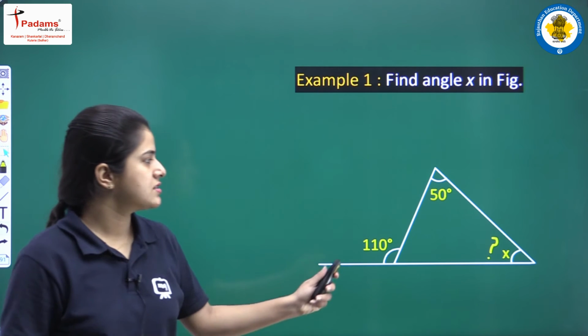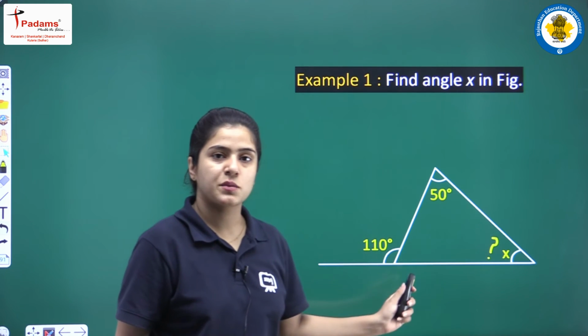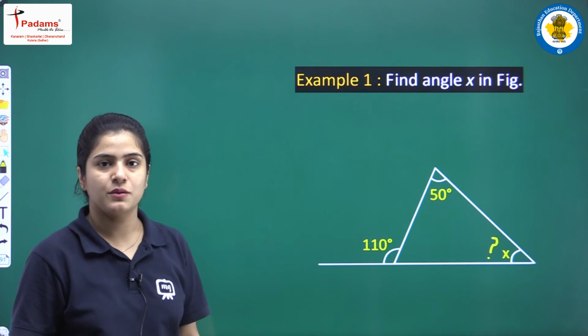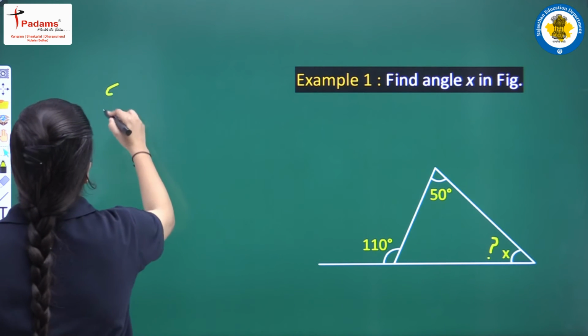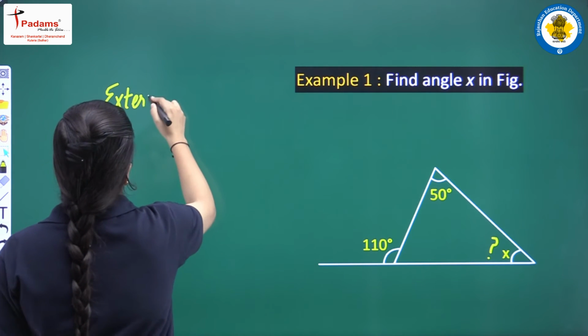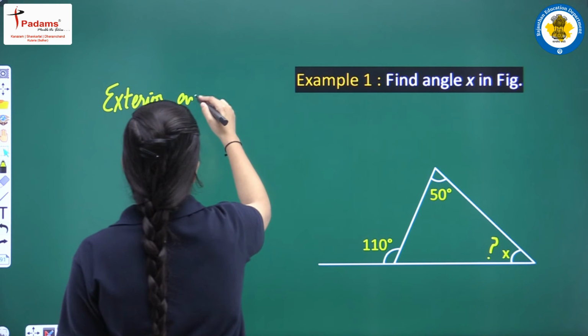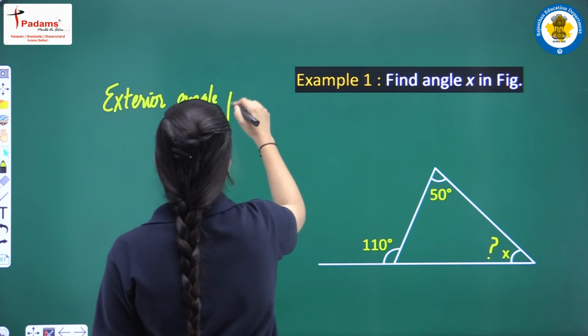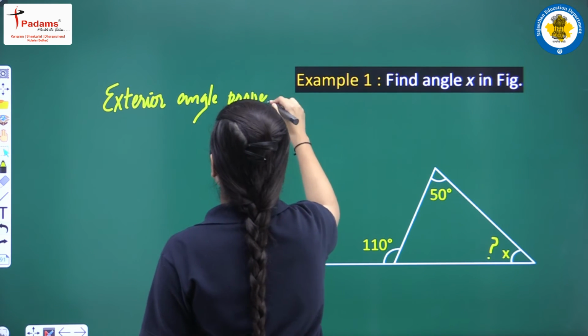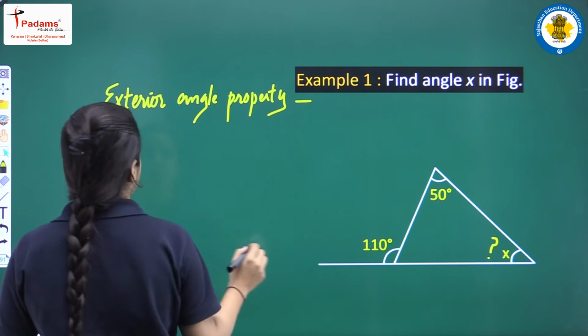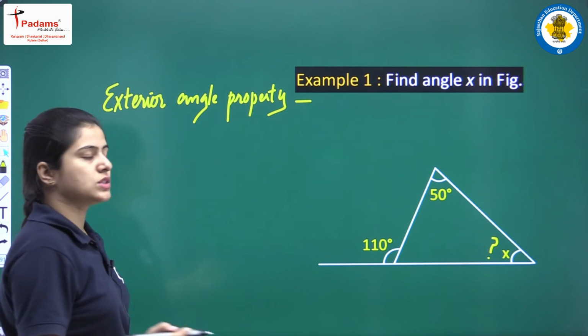Firstly, have a look students. 50 degree plus x is equals to what? 110 degree. Okay, what is your exterior angle property? Exterior angle property, you must have to write the exterior angle property. What is the exterior angle property students?